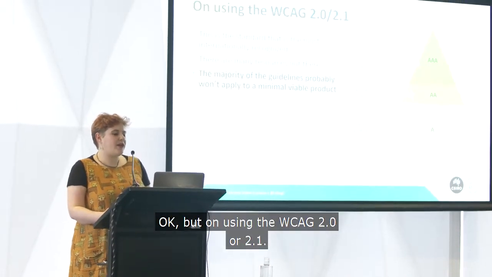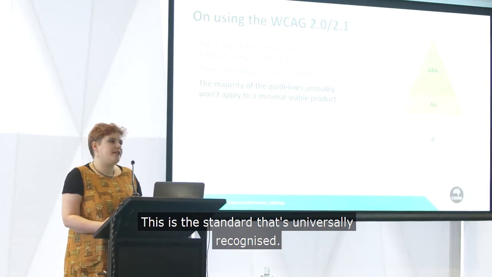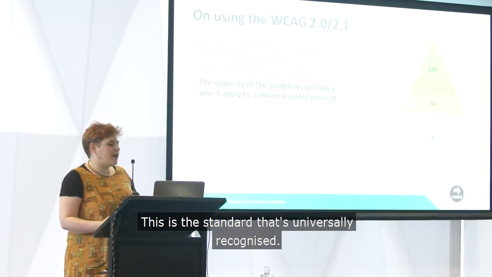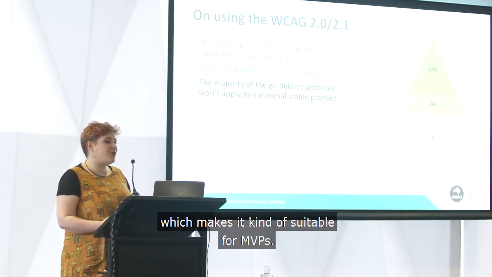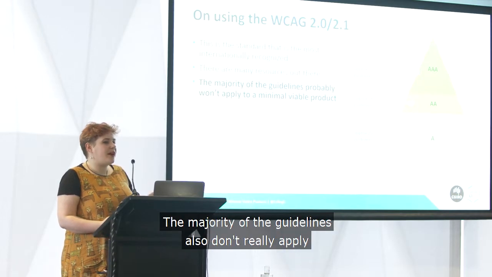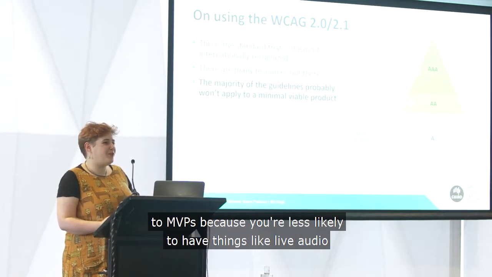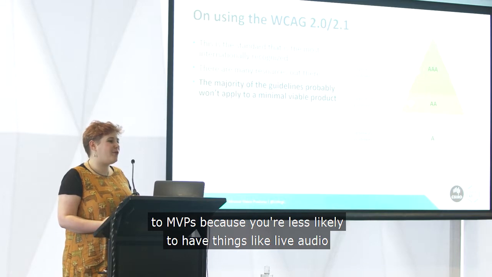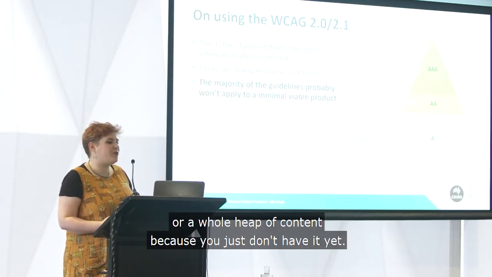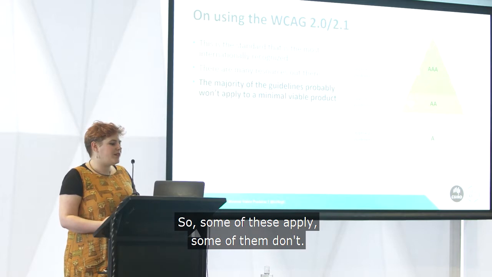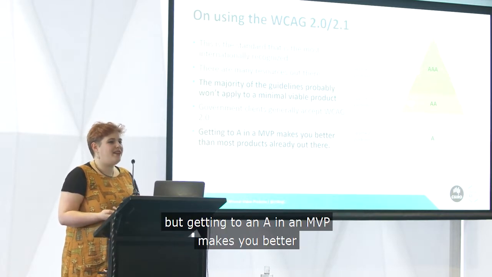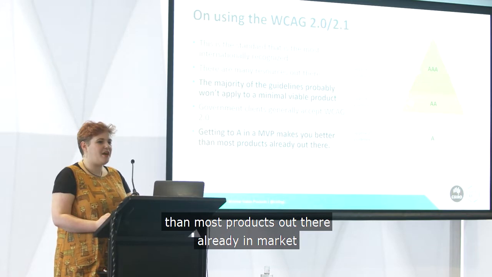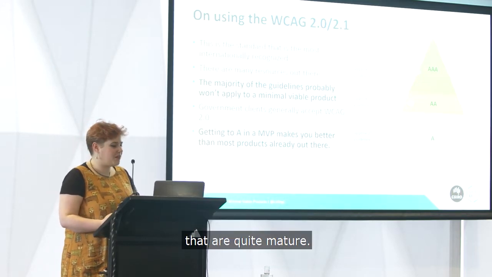Okay, but on using WCAG 2.0 or 2.1, this is the standard that's most universally recognized. Everyone has it. There are many resources out there to help you with it, which makes it suitable for MVPs. The majority of the guidelines also don't really apply to MVPs because you're less likely to have things like live audio or a whole heap of content, because you just don't have it yet. So some of these apply, some of them don't. Government generally accepts WCAG 2.0 at the AA level, but getting to an A in an MVP makes you better than most products already in market that are quite mature.